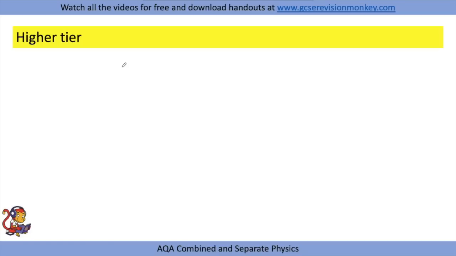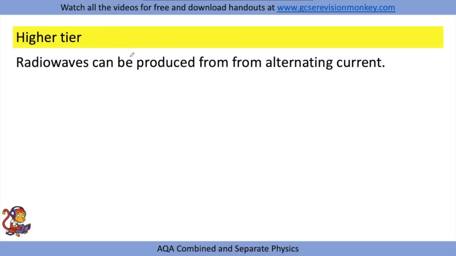For higher tier, you need to know a little bit more about how radio waves are transmitted. So for TV and radio communications, radio waves can be produced from alternating current. So you are able to watch the TV or listen to the radio when it is communicated via radio waves.